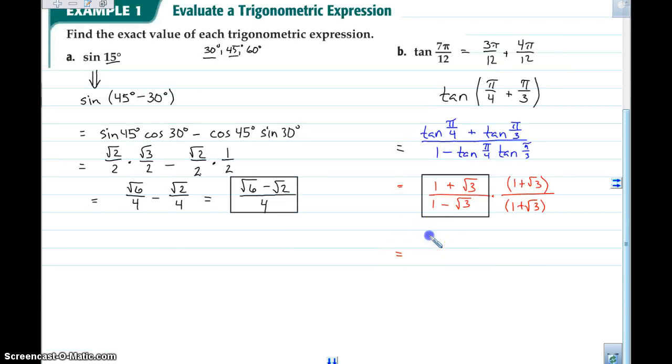This is equal to 1 plus the square root of 3 times 1 plus the square root of 3. And the bottom, when we multiply the conjugates, we get 1 minus 3. So when we distribute, this is 1 plus 2 square roots of 3 plus 3 over negative 2. And lastly, we get 4 plus 2 square roots of 3 over negative 2, which can reduce to negative 2 minus the square root of 3.